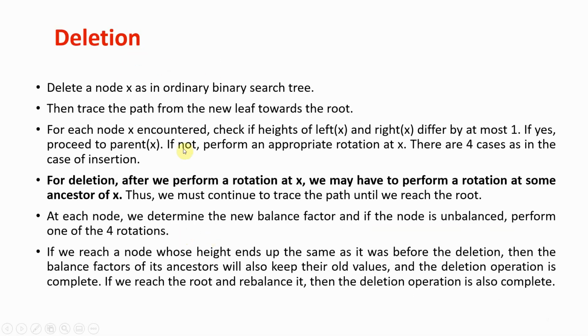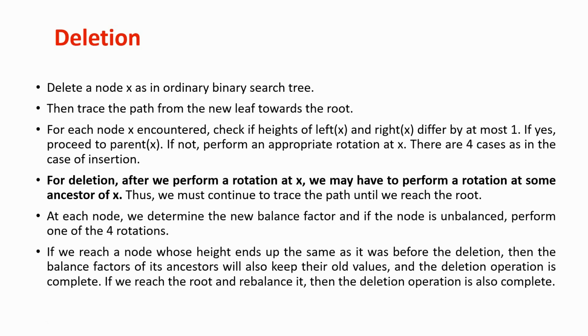So the algorithm, again, I provide two algorithms here. Delete a node X in an ordinary binary search tree, as we did in the previous video, then trace the path from the new leaf that you have towards the root. For each node that you encounter, check if the height of the left and right subtree differ by at most one. If yes, proceed to the parent. If not, you have to perform an appropriate rotation, similar to what we did for the insertion.